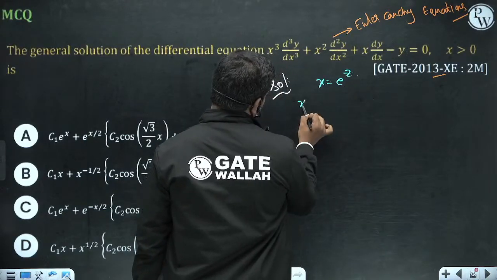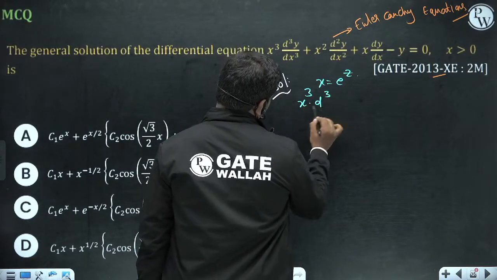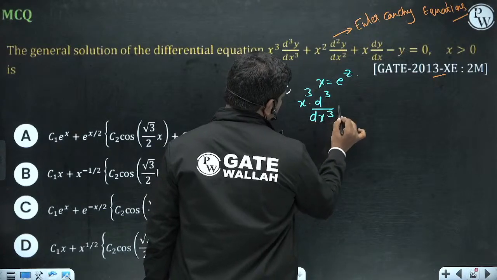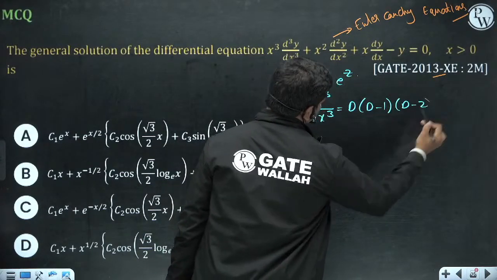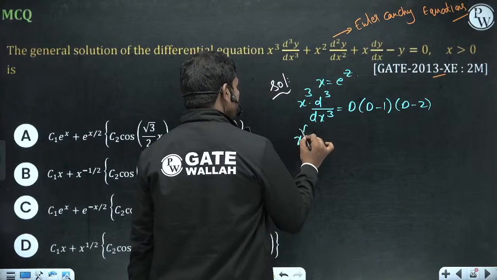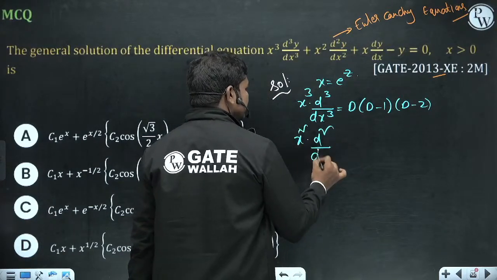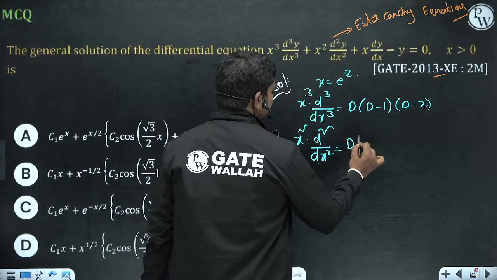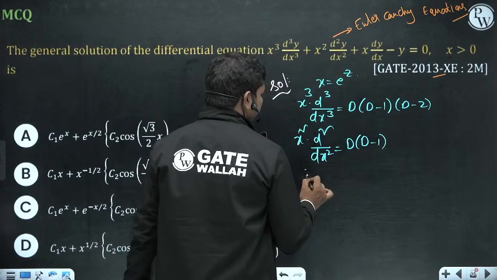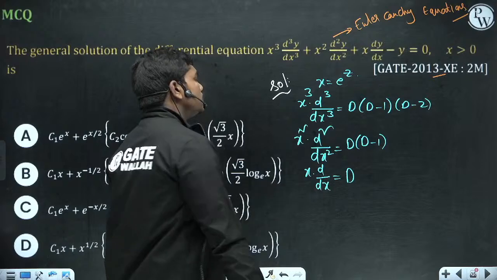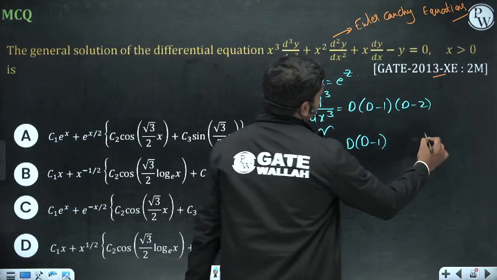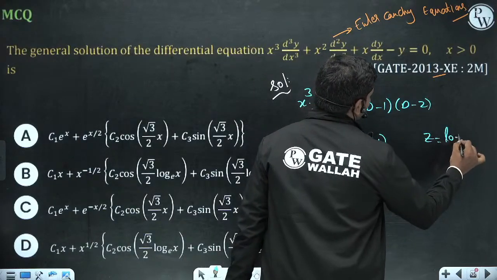then we know x cube into d cube by dx cube is d into (d minus 1) into (d minus 2), x square into d square by dx square is d into (d minus 1), x into d by dx is d, and we have a constant. Okay, and what about z? z is equal to log x to the base e.